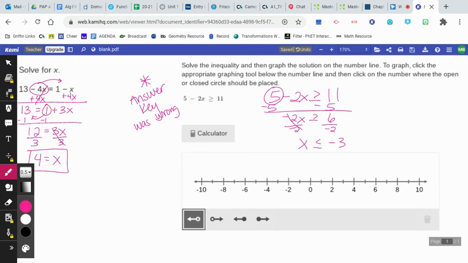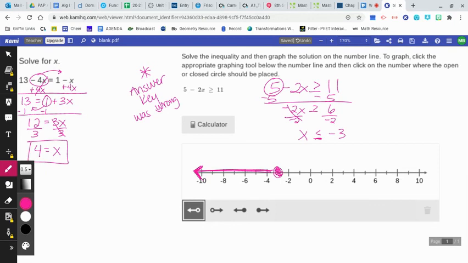So I'm going to make my circle at negative 3. Since it has the or equal to, I'm going to fill it in. And then I'm pointing my arrow to the left because we want less than. In the answer key, I accidentally went to the right. I'm sorry, I didn't mean to. But this is the actual correct answer.